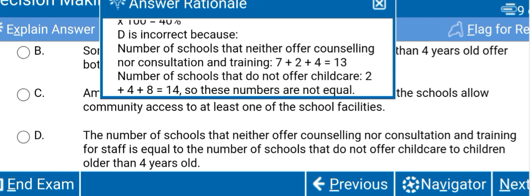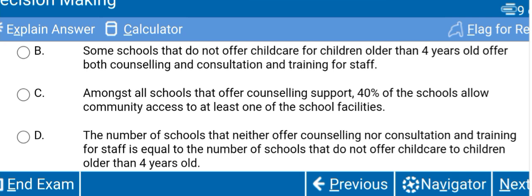And the correct option is option C, which says amongst all schools that offer counseling support, 40% of the schools allow community access to at least one of the school facilities.